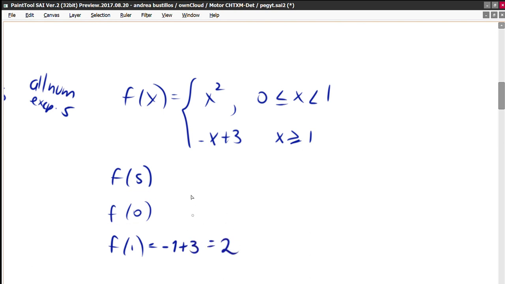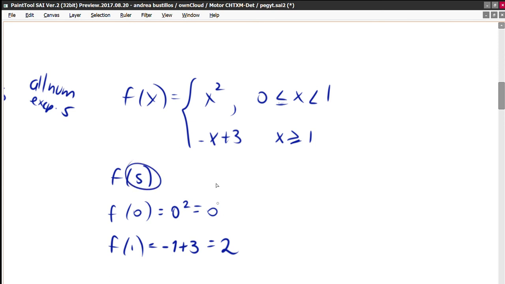If I want to evaluate my function in 0, again I have to check in which one of these domains 0 resides. And if I check my first domain, x is bigger than or equal to 0, meaning that 0 is included in this domain. So I can evaluate this function as 0 squared equals 0.